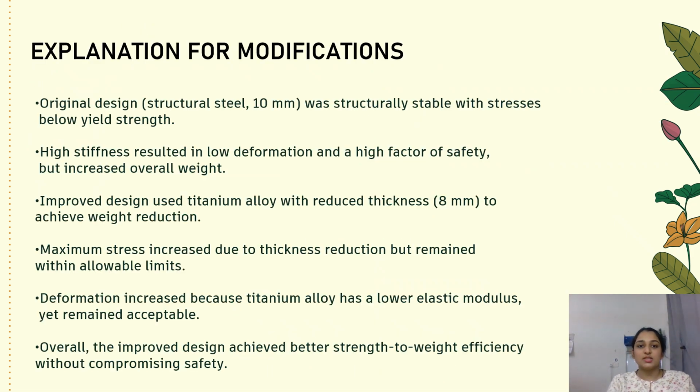Explanations for the modifications. The original design, which is structural steel with 10 mm, was structurally stable with stresses below the yield strength. High stiffness resulted in low deformation and a high factor of safety, but increased the overall weight. The improved design uses titanium alloy with reduced thickness of 8 mm to achieve weight reduction. Maximum stress increased due to thickness reduction but remained within allowable limits. Deformation increased because titanium alloy has a lower elastic modulus. Overall, the improved design achieved better strength to weight efficiency without compromising safety. So the first modification, which was the material substitution, and the second one, for the thickness, are actually good.